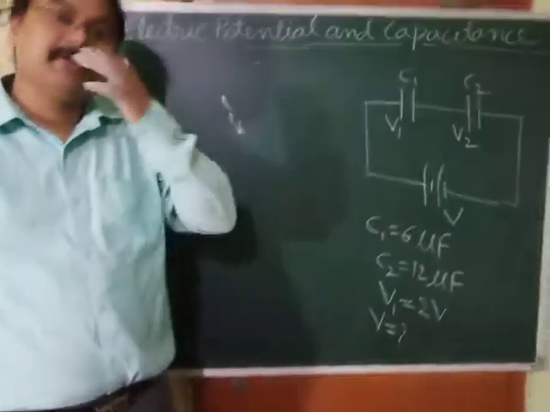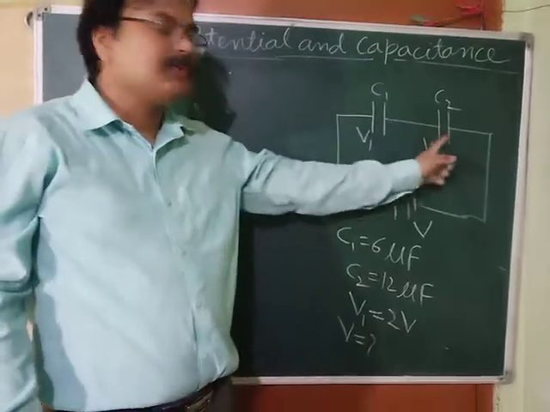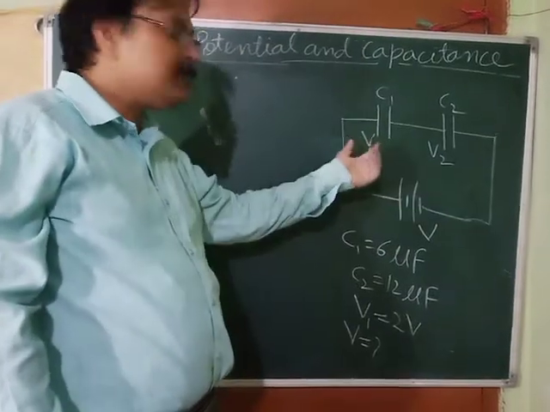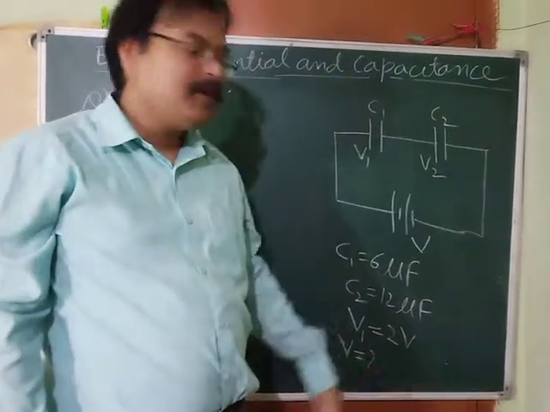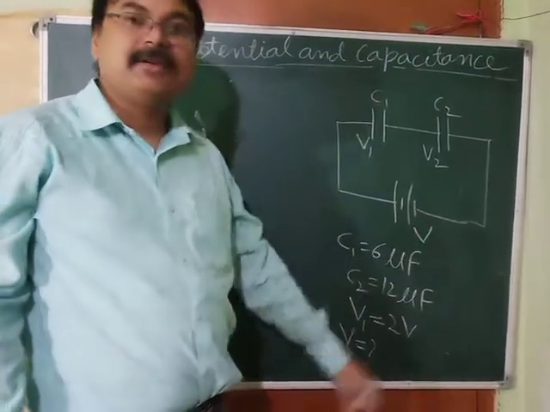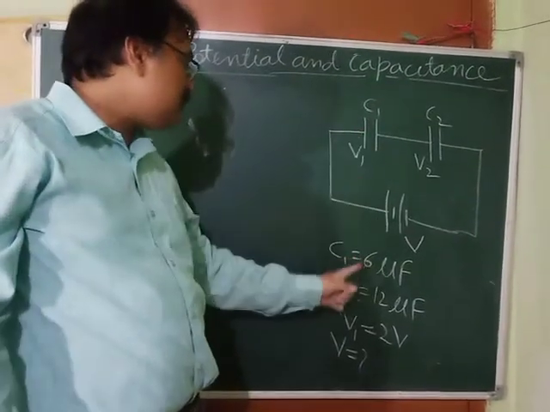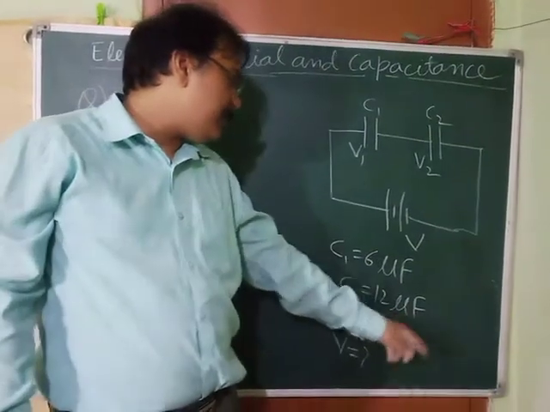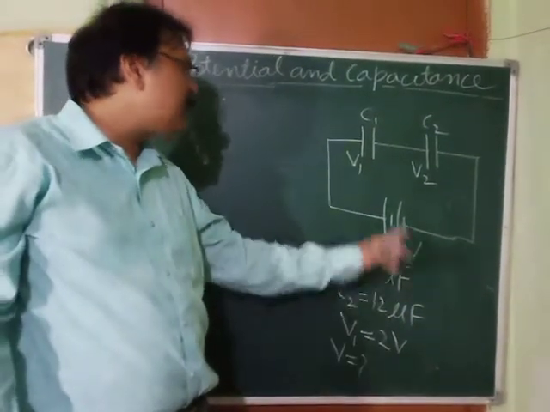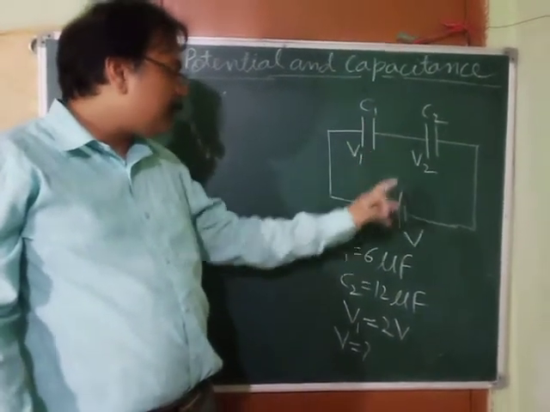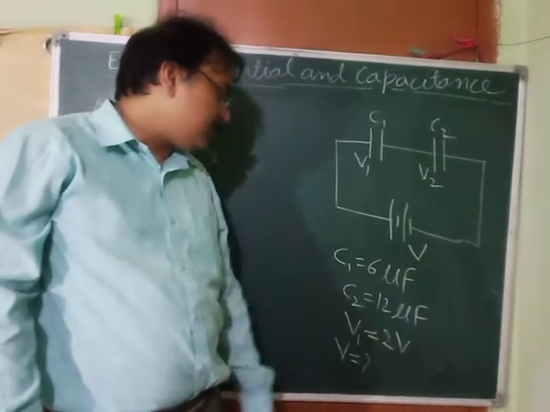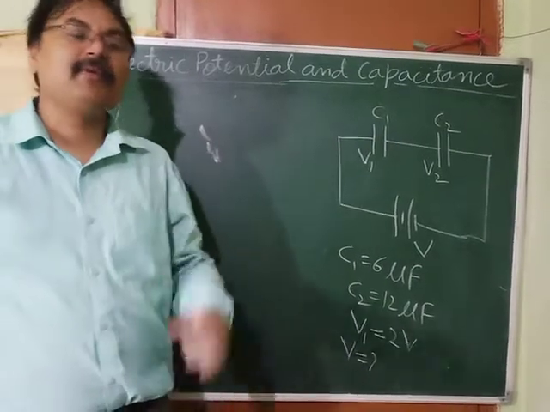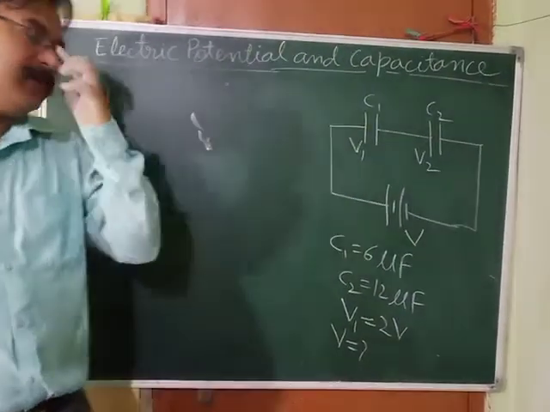Now let us take up a question. There are two capacitors of capacitance C1 and C2. Let the potential differences across them be V1 and V2. They are connected to a battery of potential difference V. Now what is given? C1 is 6 microfarad, C2 is 12 microfarad, and V1, the potential difference across the 6 microfarad capacitance, is 2 volt. Now what is the total potential difference applied by the battery? That we have to calculate. So this is the question.